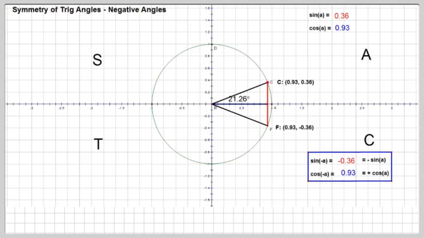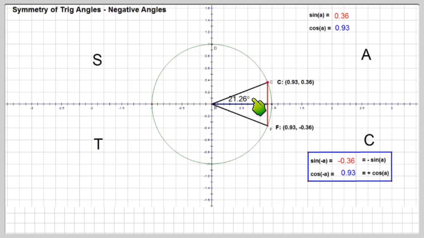Now you know that if I go around this way, that's the positive direction, right? From the positive direction of the x-axis in an anti-clockwise direction, that's a positive angle. If I go around this way, however, sweeping from the positive direction of the x-axis clockwise, I'm getting a negative angle. So if we have an angle in here, we call it theta, for example. This one's showing 21.26, but we'll just call it theta.